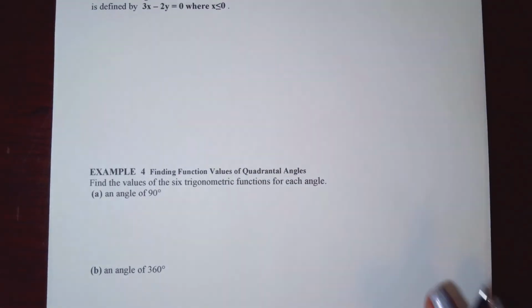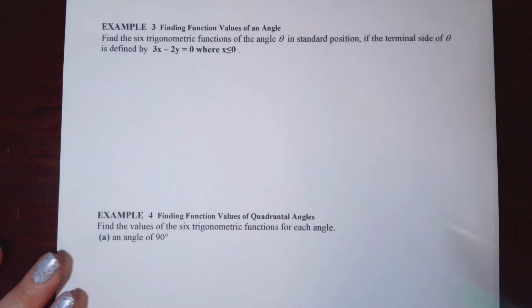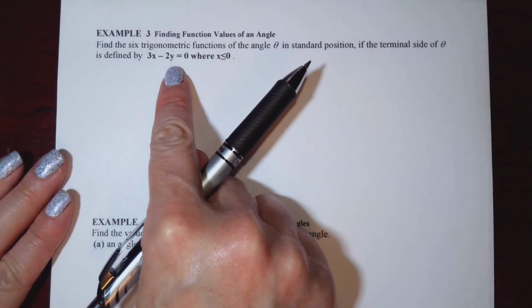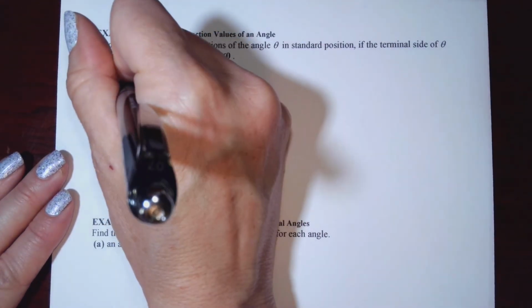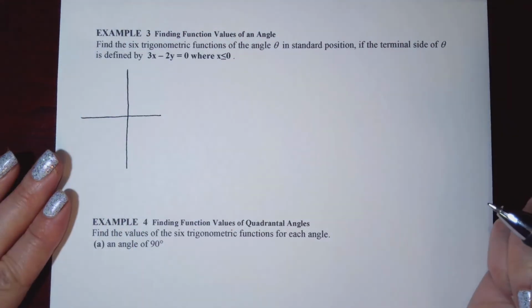Just a couple more examples. Finding function values of an angle when we are given an equation for the line. So this one looks a little different starting out. We're not given coordinates for a point, we're given the equation for a line, and we're told to restrict ourselves to where x is less than or equal to 0, so x is going to be negative. That's the part of the line that we're interested in, where x is negative.